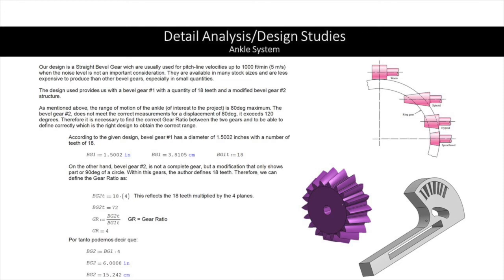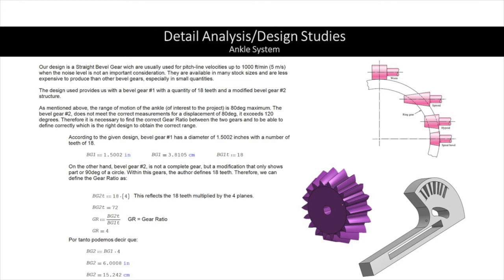As mentioned above, the range of motion of the ankle of our interested project is about 80 degrees maximum. The bevel gear 2 does not meet the correct measurement of displacement of 80 degrees; it exceeds 120 degrees. Therefore, it is necessary to find the correct gear ratio between the two gears and to be able to define the right design to obtain the correct range.